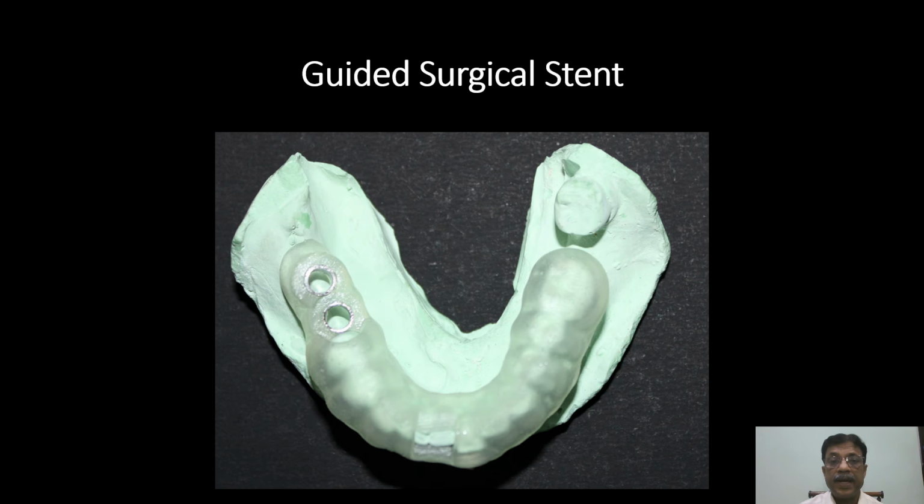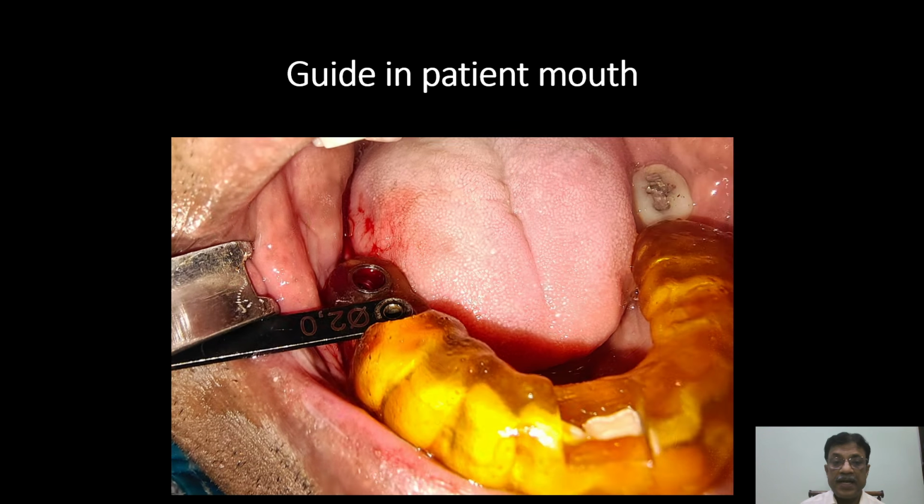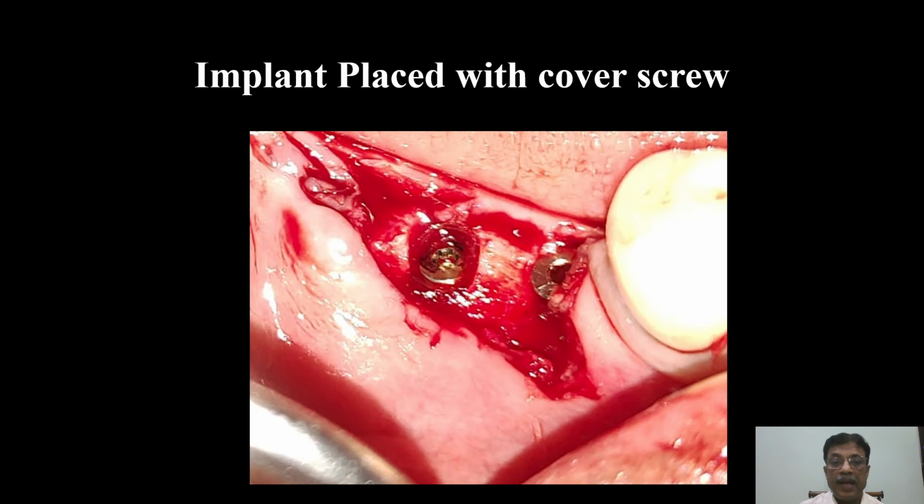The guided surgical stent is prepared. It is placed on the cast to see the proper fit. Then it is placed into the patient's mouth with the key. We can see that there is a 2 millimeter diameter drill which we used. That is the pilot drill, and the key is placed with the surgical stent in the patient's mouth. And the 2 implants in the 46 and 47 region are placed with cover screws.